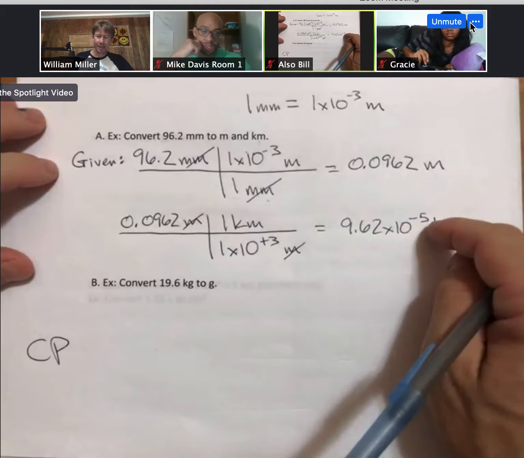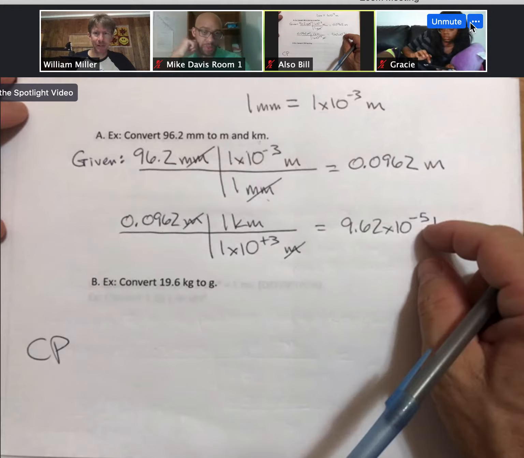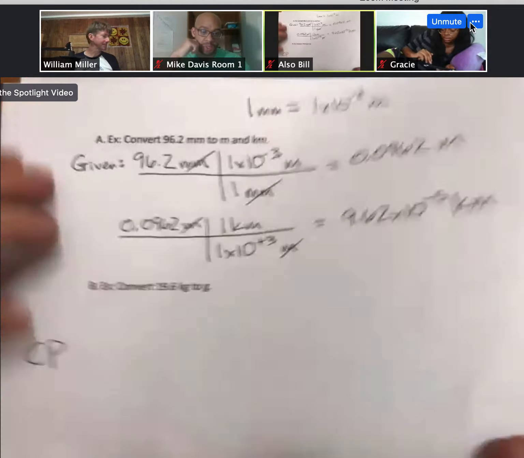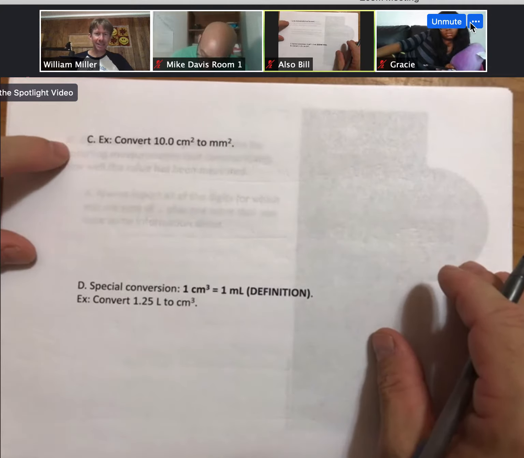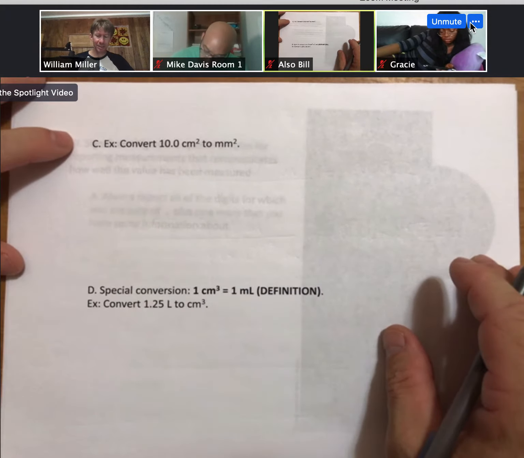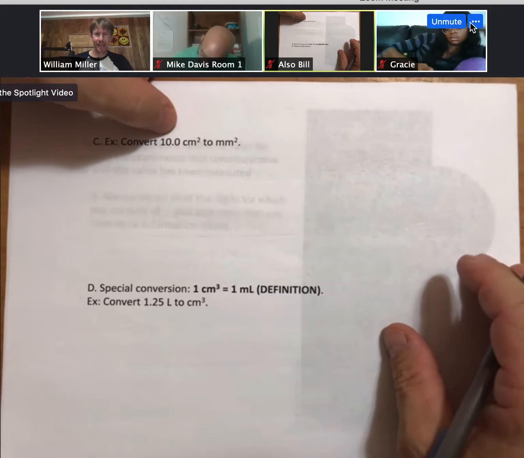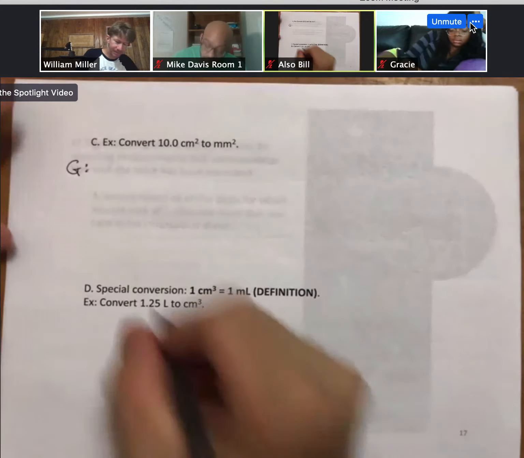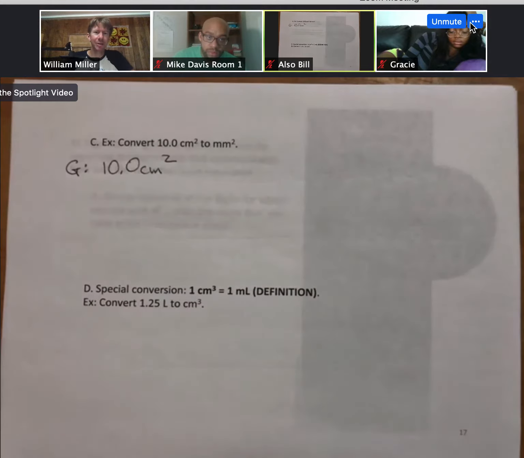So you'll see homework problems just like this. It will ask you to convert units and then enter your answer into Blackboard as well. Let's do C. C says convert 10 centimeters squared to millimeters squared. The number in the problem is our given. For my given, I'm just going to write G now. G, 10.0 centimeters squared.